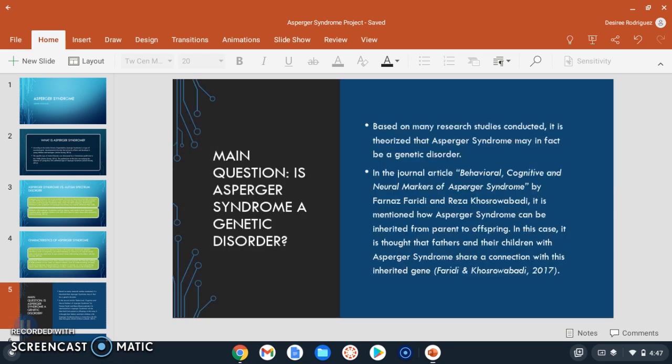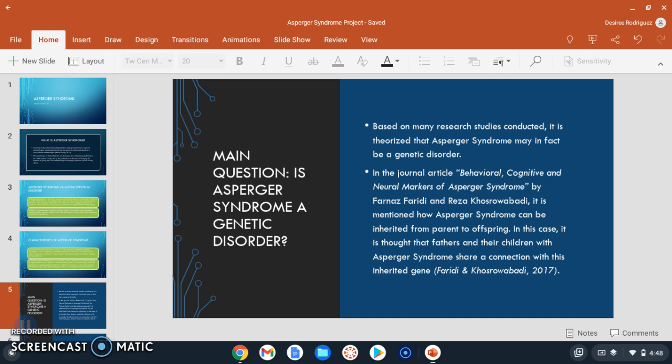So my main question for this topic is: is Asperger syndrome a genetic disorder? There has been a lot of talk about how Asperger syndrome can be inherited from parent to offspring. However, there's not a lot of research that has been conducted that accurately details if it is a genetic disorder, and if it is, what parent it comes from.